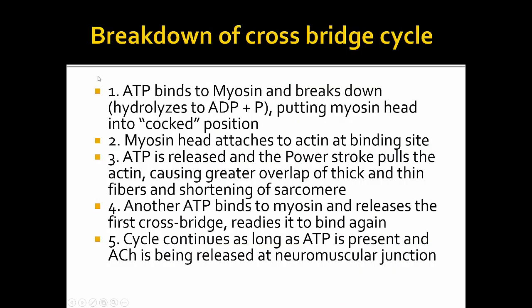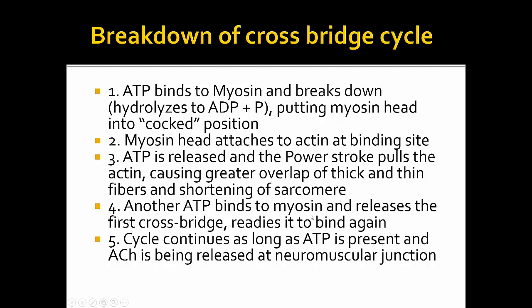So the breakdown of the cross-bridge cycle in words: the ATP binds to myosin and breaks down, which is hydrolyzing to ADP and phosphate, putting the myosin head into a cocked position so it can attach to actin at the binding site. The ATP is released and the power stroke pulls the actin, causing greater overlap of thick and thin fibers and shortening the sarcomere.